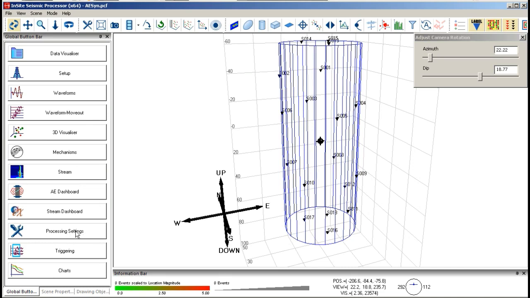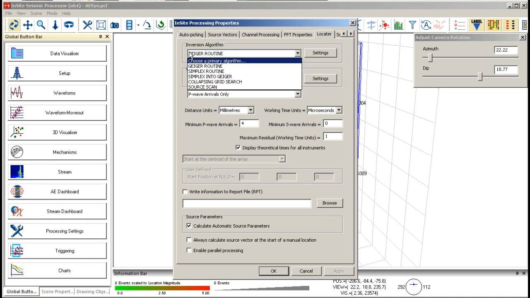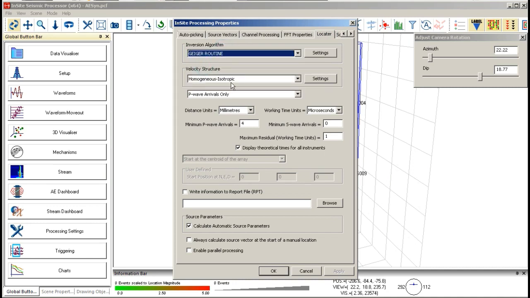Go to processing settings at the lower left and select the locator tab, and then select the inversion algorithm, Geiger routine, and velocity structure. We provide two velocity structures for now. One is homogeneous isotropic and the other is time-dependent homogeneous isotropic. The reason is that for the lab case, in particular, the velocity changes a lot and very quickly. So you probably don't want to use a static velocity model for the whole experiment. You would like to use a time-dependent velocity model that you measured as you are performing the experiment.